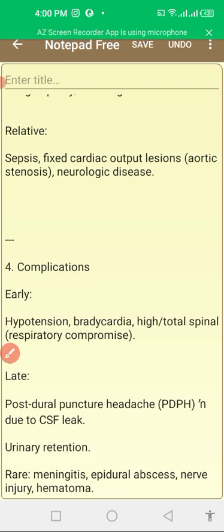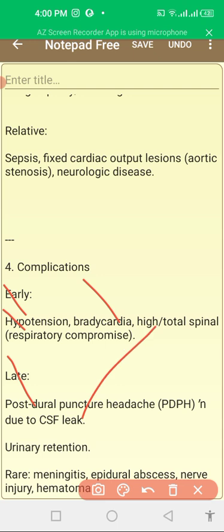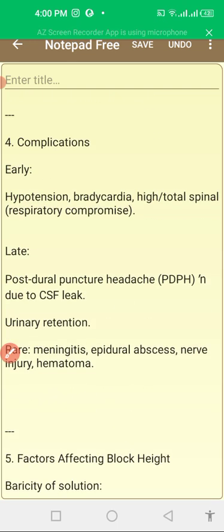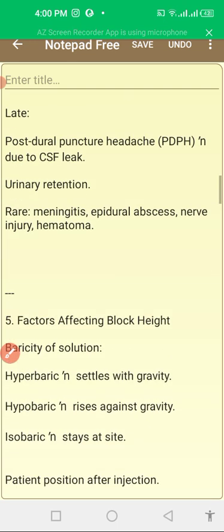Complications: early complications result in hypotension, bradycardia and respiratory compromise, or post-dural puncture headache can be there because of CSF leak. Multiple-site punctures result in PDPH, and urinary retention can also be there. Rarely, meningitis or abscess formation will be there.